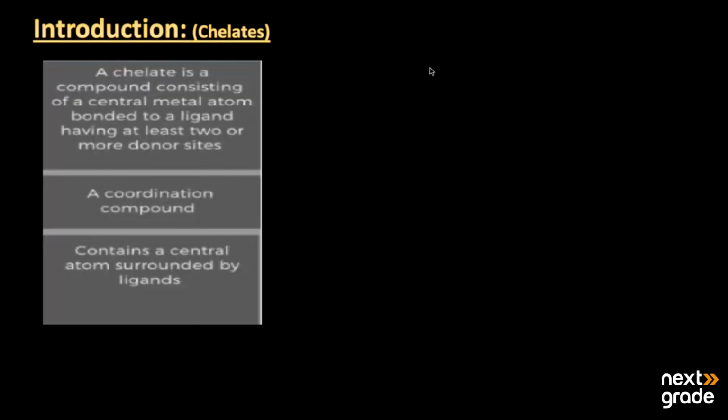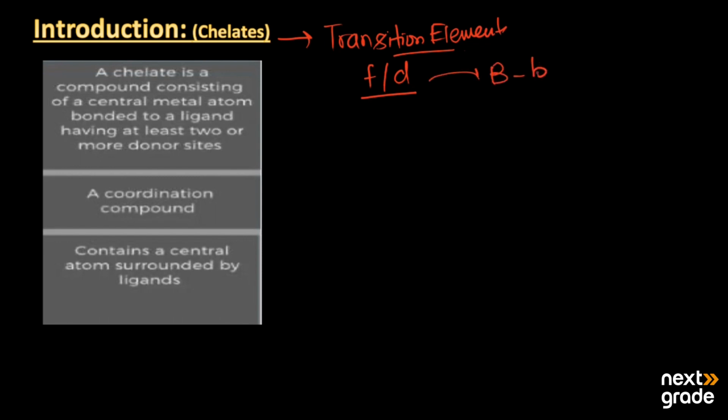So the topic we are going to discuss today is chelates. Chelates are formed by the elements called transition elements. The transition elements belong to the F or D blocks, and the group we call the B group elements make up the transition elements. They can make chelates, which is their main property.